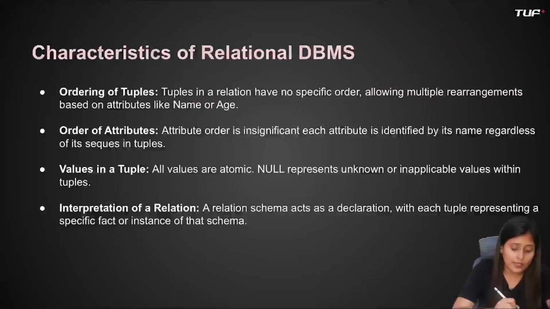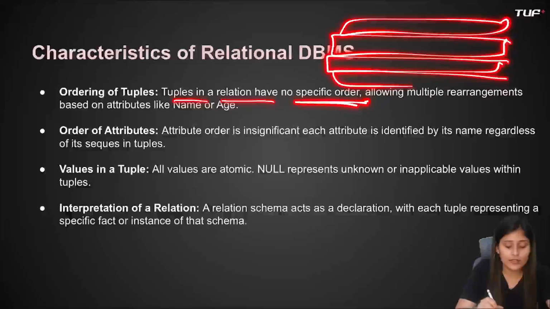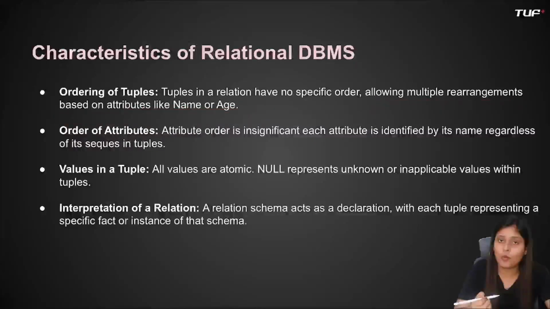So tuples in a relation have no specific order. The rows which we are inserting in the table do not have a specific order. We can insert the rows in any order, right? So it allows multiple rearrangements based on attributes like name or age.